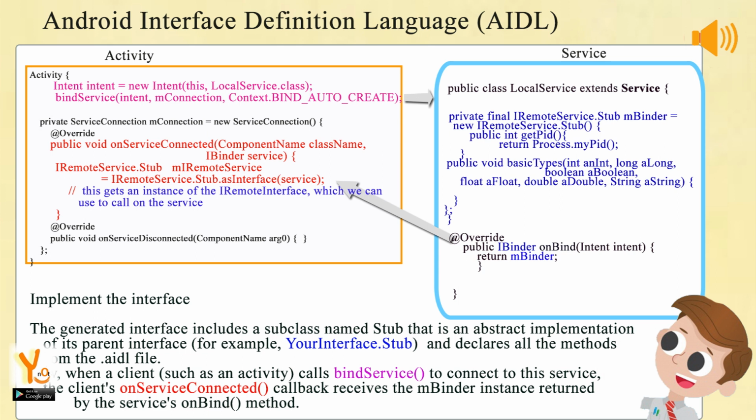Implement the interface. The generated interface includes a subclass named Stub that is an abstract implementation of its parent interface, for example YourInterface.Stub, and declares all the methods from the .aidl file. Now, when a client such as an activity calls bindService to connect to the service, the client's onServiceConnected callback receives the mBinder instance returned by the service's onBind method.